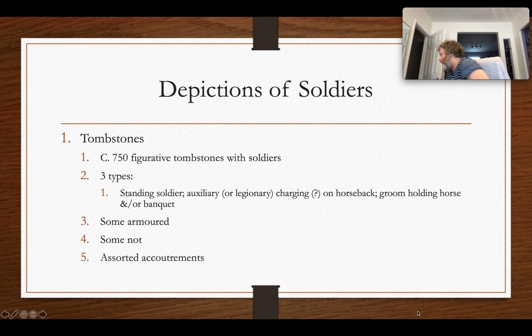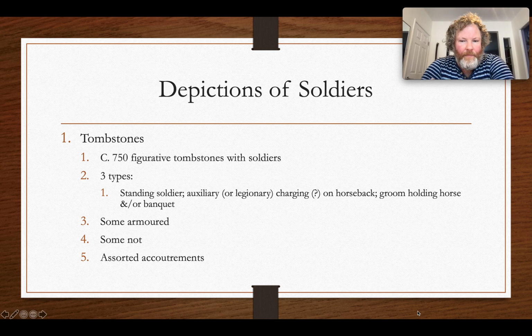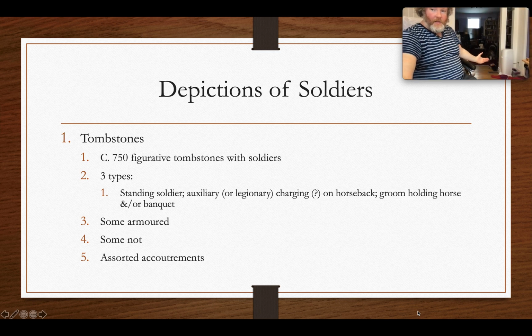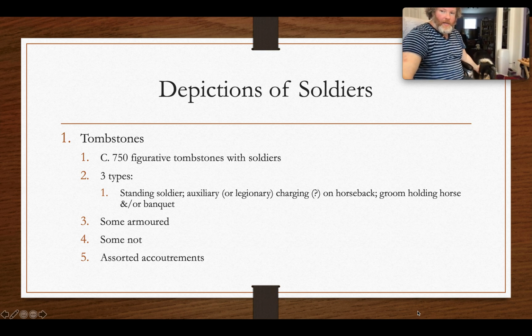Don comes in to enjoy the lecture, and now he's trapped. Let's put Don in the video. Don, come. Don says, I love figurative tombstones of soldiers. Connor, thank you for asking.